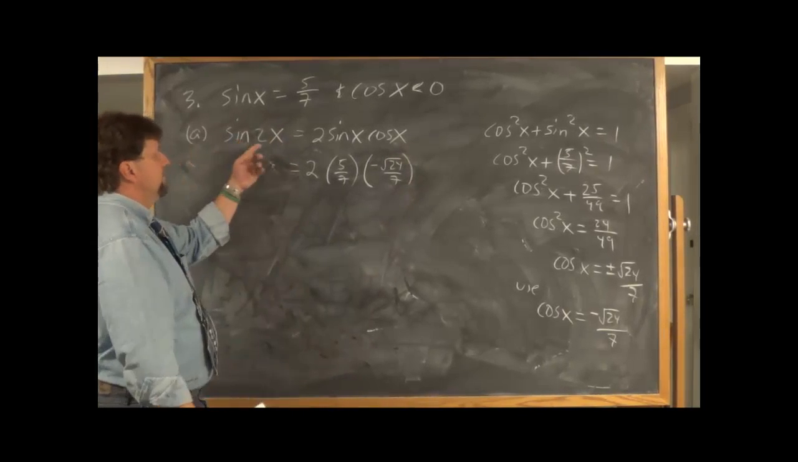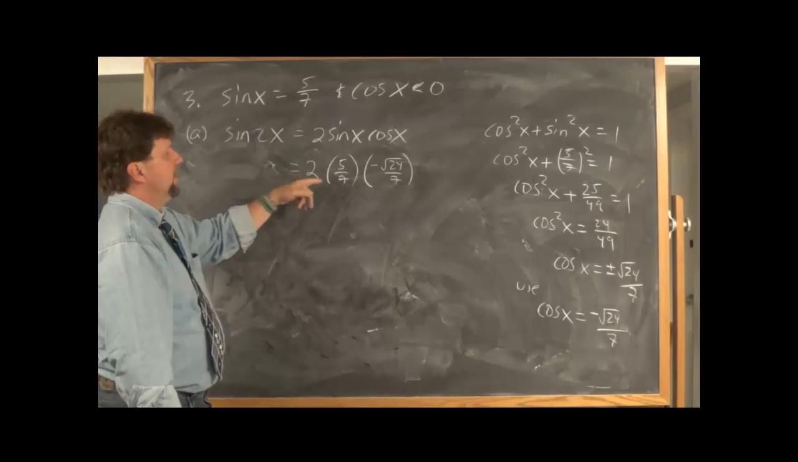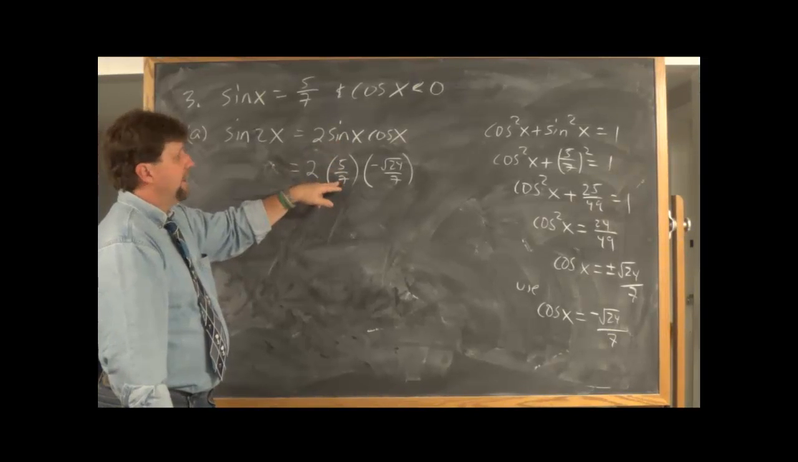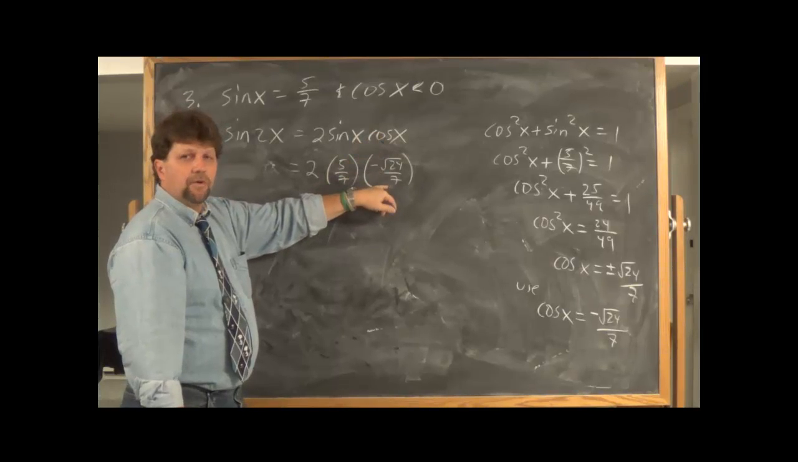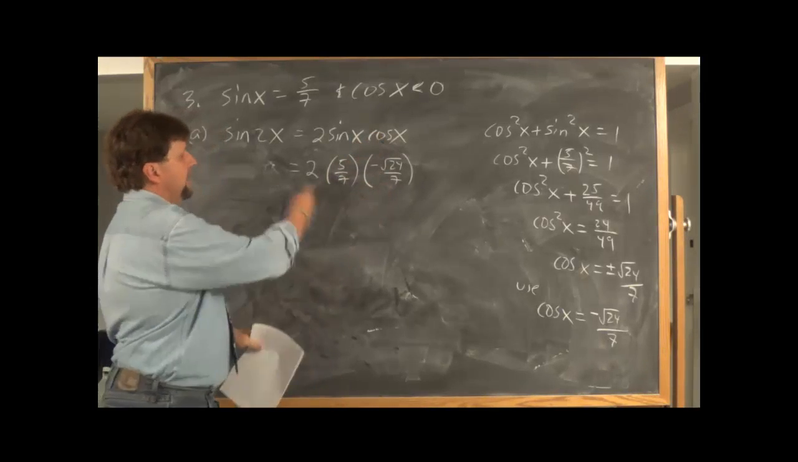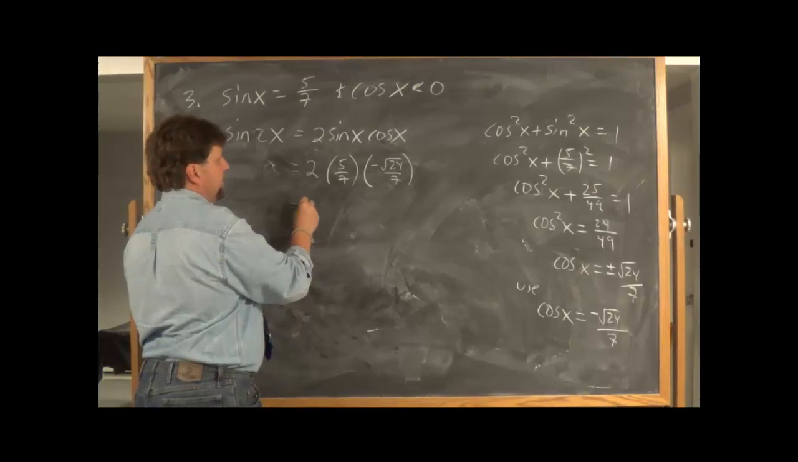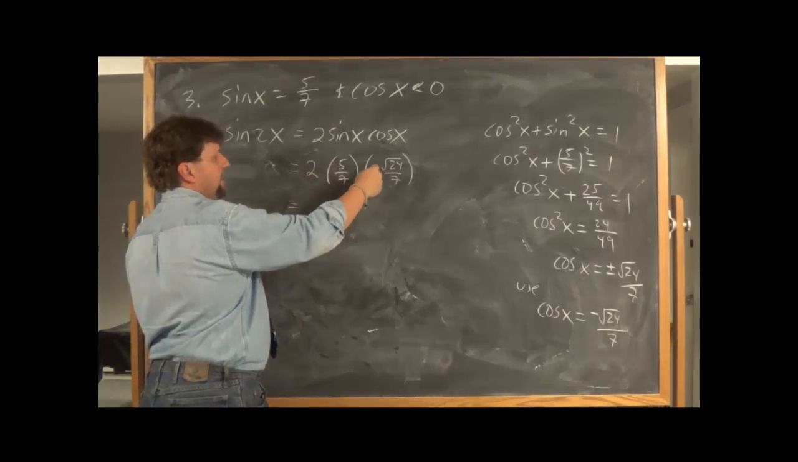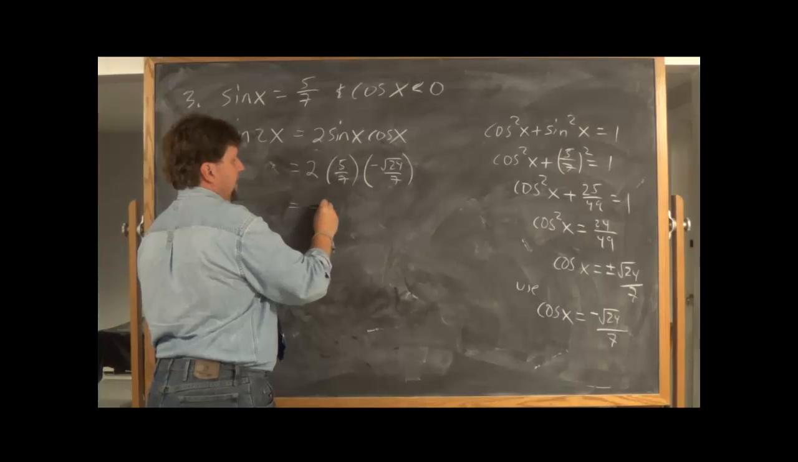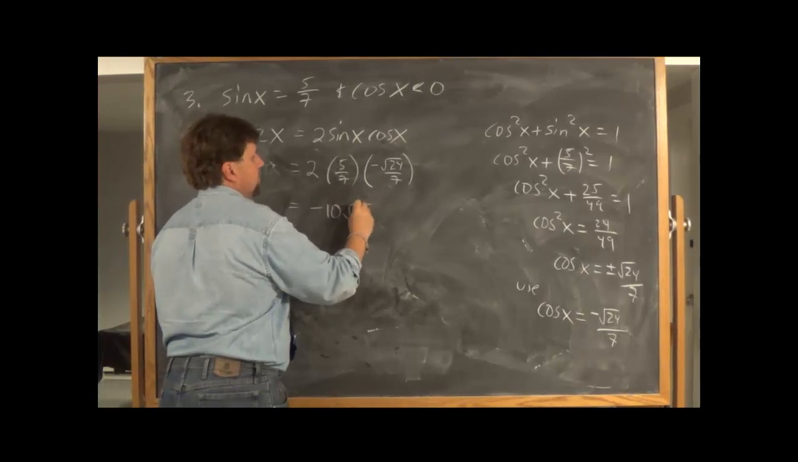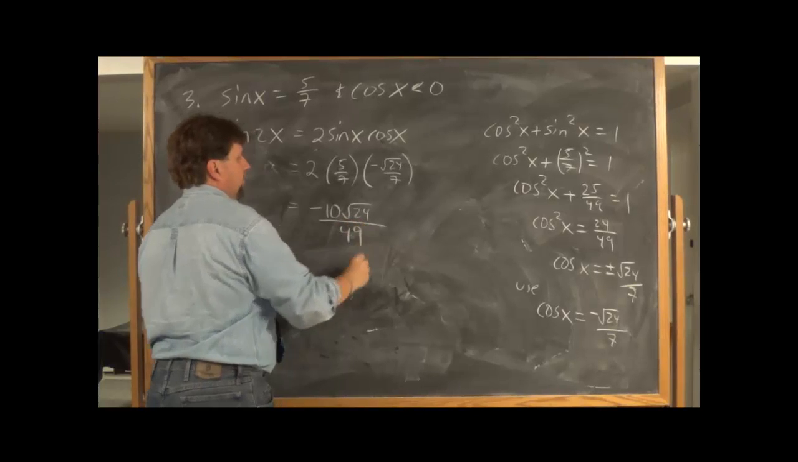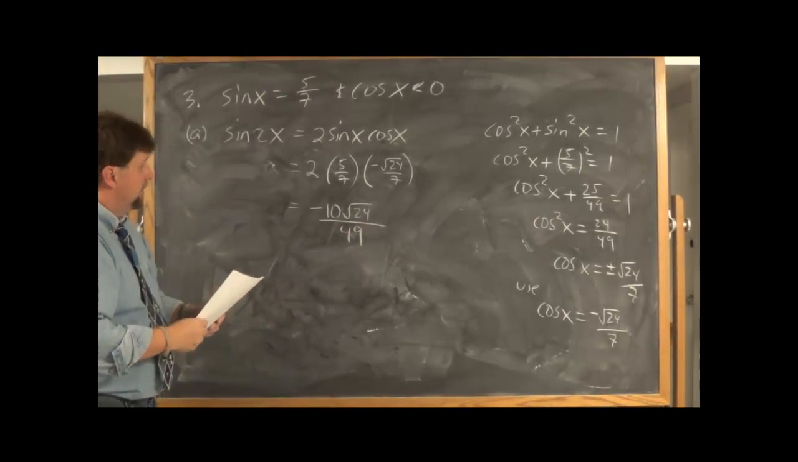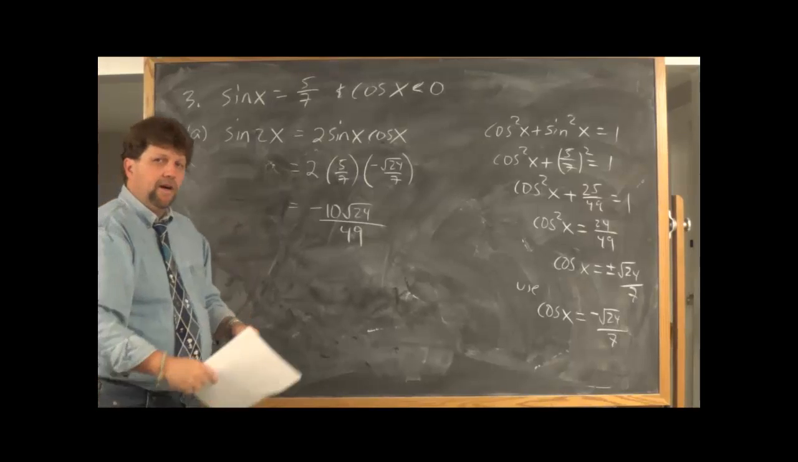So my sine of 2x is 2 times the sine of x, 5/7, times the cosine of x, which is negative square root 24 over 7. I multiply those three together. 2 times 5 is 10, times that negative gives me a negative 10 square root 24 over 49. And hopefully that's what you have for part A.